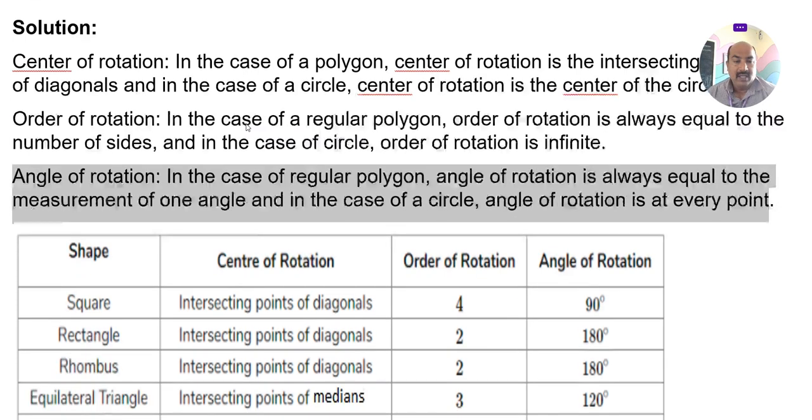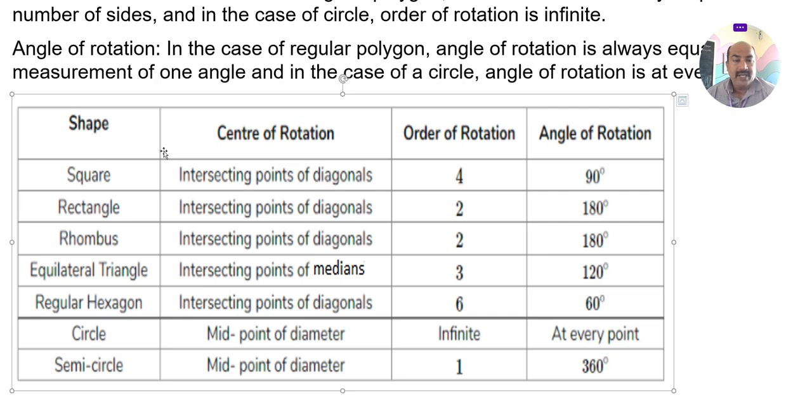Now the table. Shape, center of rotation, order of rotation, angle of rotation. Square: intersecting point of diagonals, order of rotation 4, angle of rotation 90 degrees each. Rectangle: intersecting point of diagonals, only 2, order of rotation is 2, 180 degrees. Rhombus: intersecting point of diagonals, order of rotation 2, angle of rotation is 180 degrees.